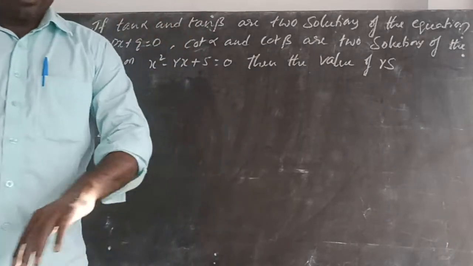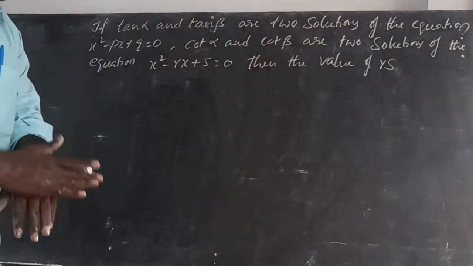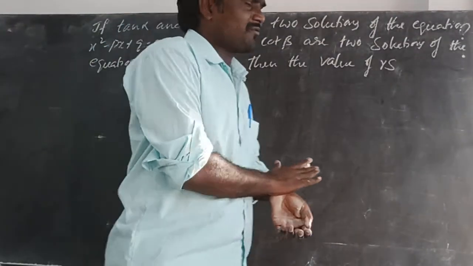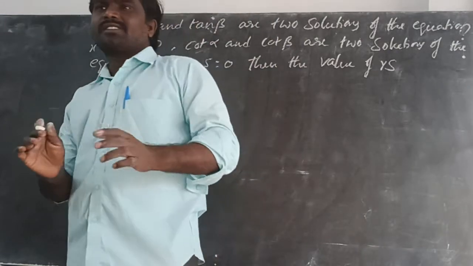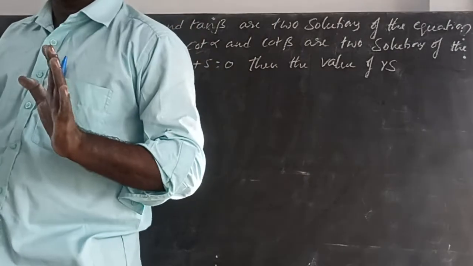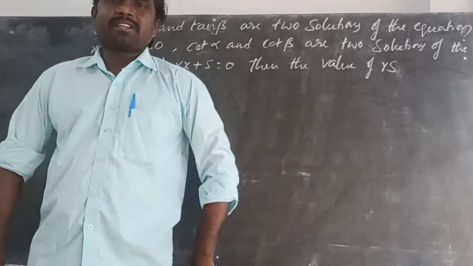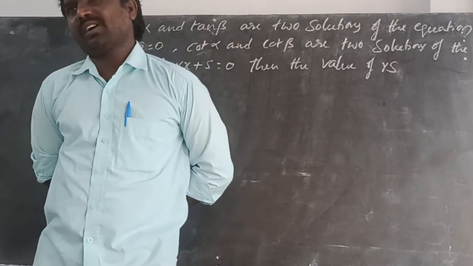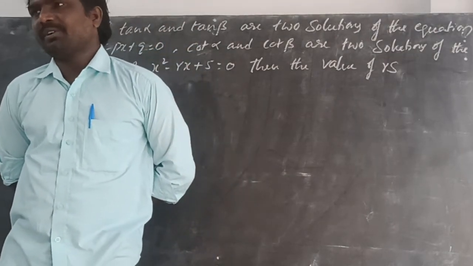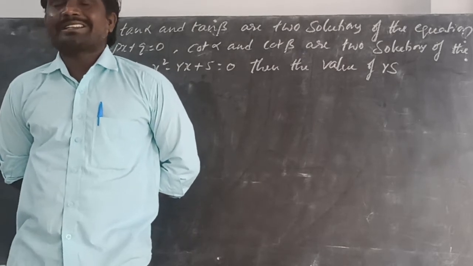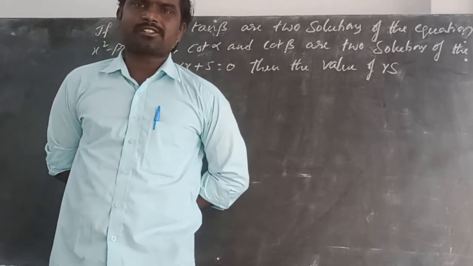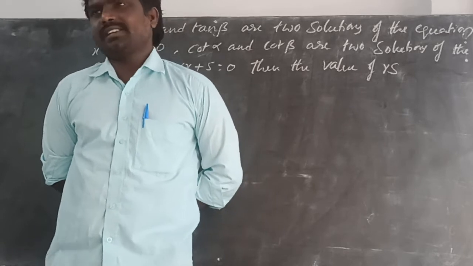Solutions of a quadratic equation. What is the general form of the solutions of a quadratic equation? Solutions are zeros or roots, both are the same. The general form is x square minus (alpha plus beta) into x plus alpha into beta is equal to 0. That is the general form of zeros, roots or solutions of a quadratic equation.